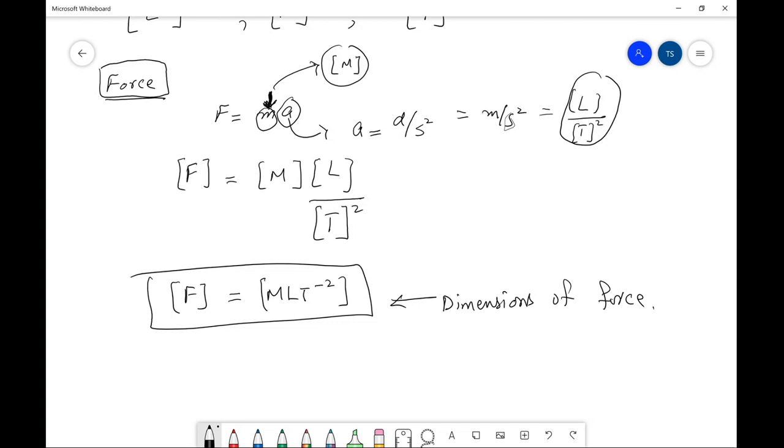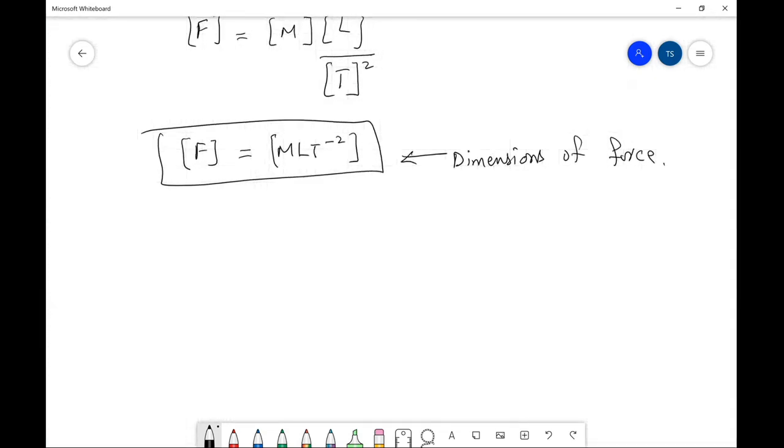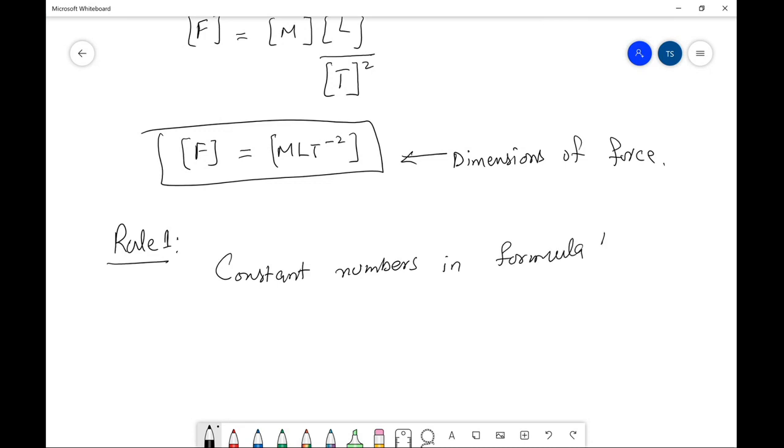Let's do another example. Just before we do another example, the rules which we've used is the rule 1, that the dimensions of the constant number, there is no dimension of the constant, so we will ignore the constant. So constant numbers in formula do not have dimensions and are ignored.